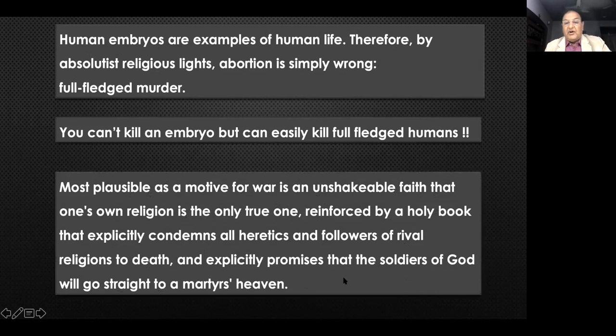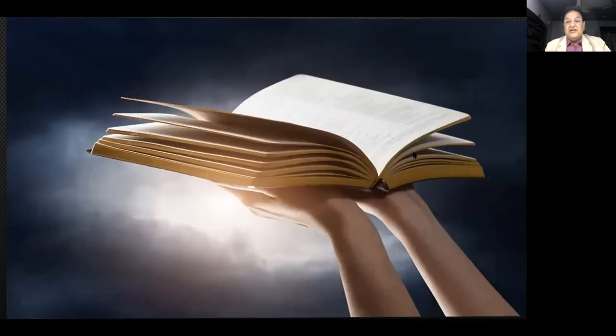The most plausible motive for war is an unshakable faith that one's own religion is the only true one, reinforced by a holy book that explicitly condemns all heretics and followers of rival religions to death, and explicitly promises that the soldiers of God will go straight to the martyr's heaven. And I think all of us know that this is what Islam is known for. Richard gives certain examples, like the bombing in London. Those people who were Muslim were asked, why did you do this to all these innocent people? They said that they had no revenge against anybody, but they had to do this because they were told by their faith in Islam that if they did this, only then would they go to heaven. So this is what is actually happening.